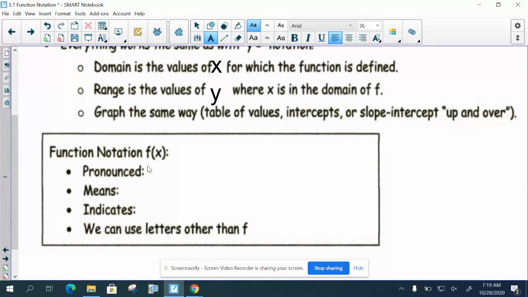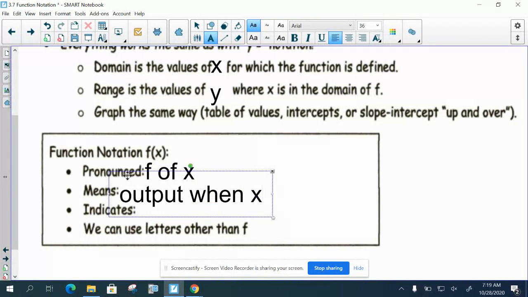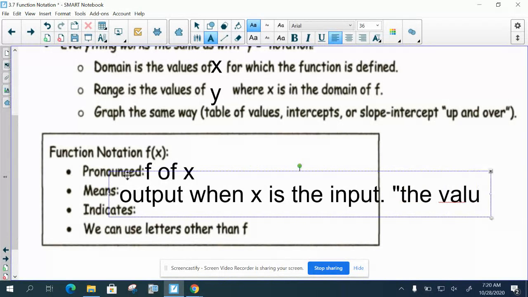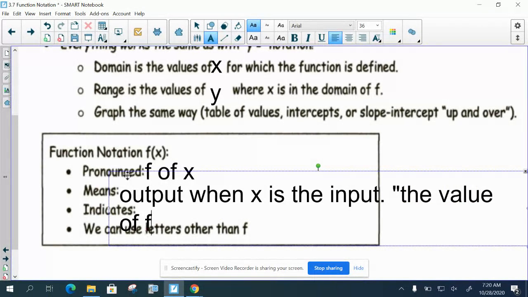All right, so f of x is pronounced f of x, and f of x means the output. Remember that the y is your output and your x is your input. So it's the output when x is the input. We also say the value of f, your function, at x. Looking at the equation, when x equals a certain number, where is your function located?